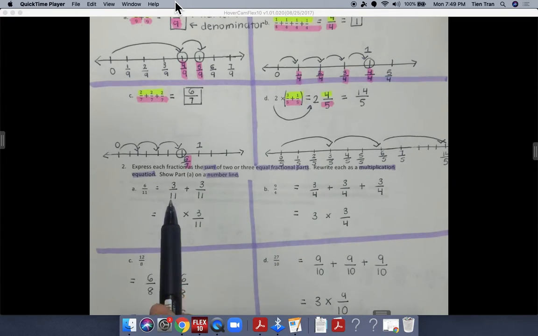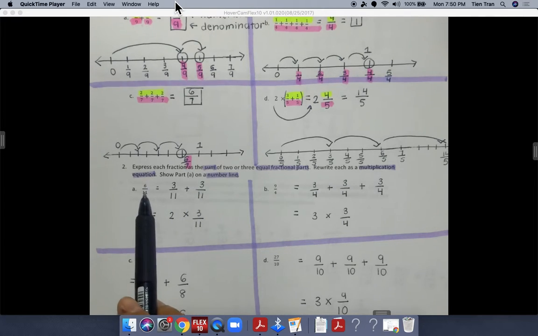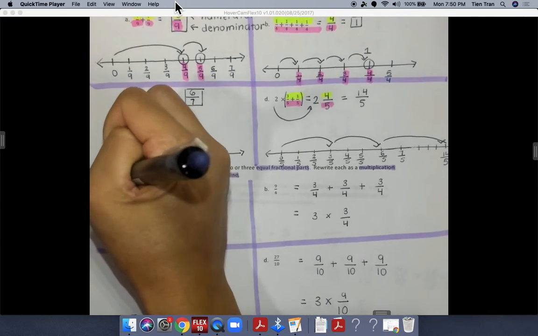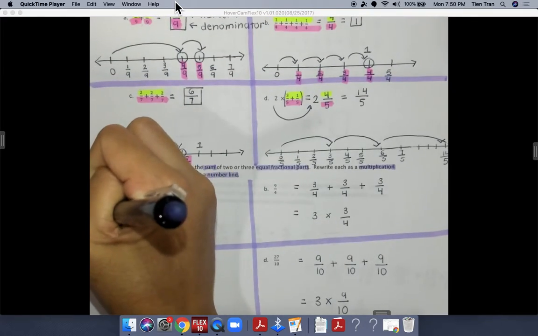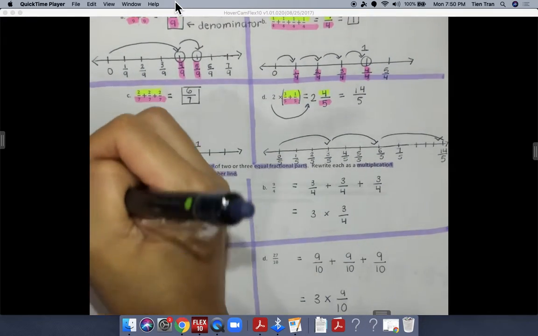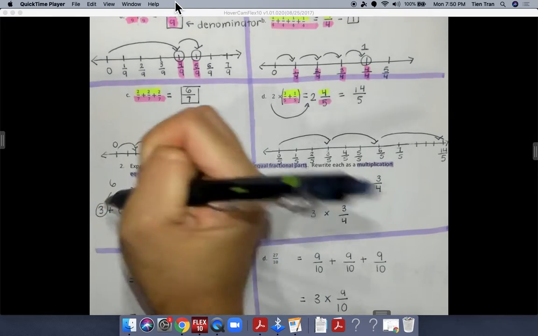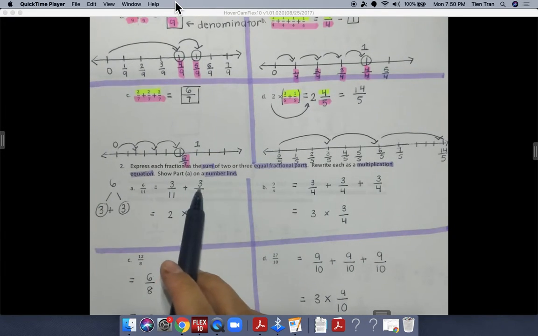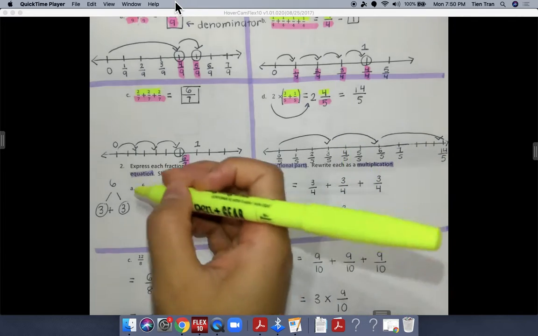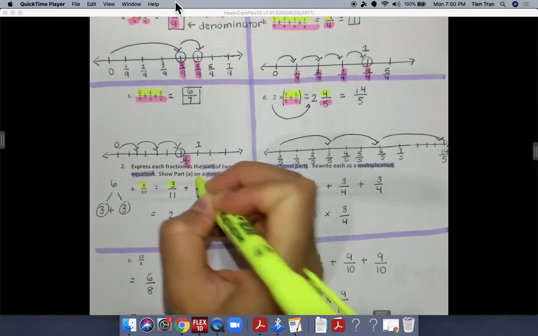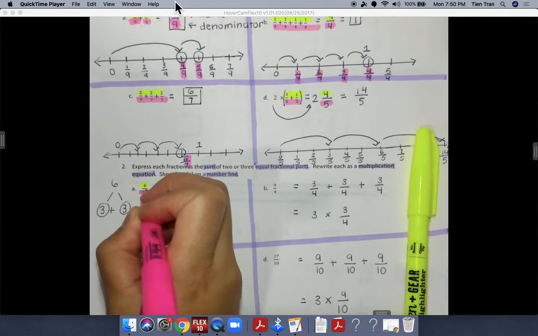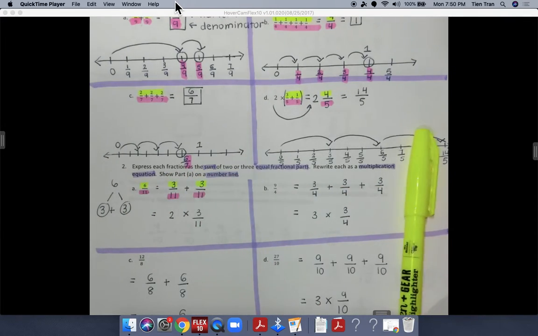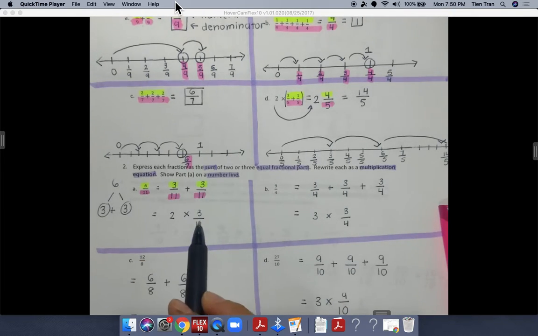So right here we have 3 11ths plus 3 11ths, because you can split 6 into 3 and 3, okay? Because 3 plus 3 is equal to 6. So that's what I did here. I split it and the denominator stays the same. So 6 has been split into 3 and 3, and 11, the denominator stays the same. For this one, all you need to write is 2 because there are 2 of them, times 3 11ths, and they are the same.